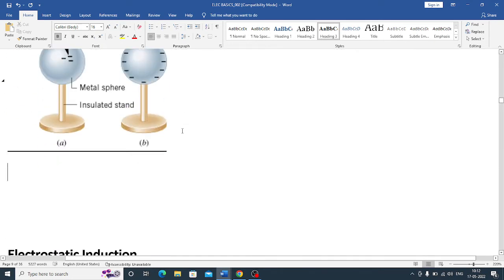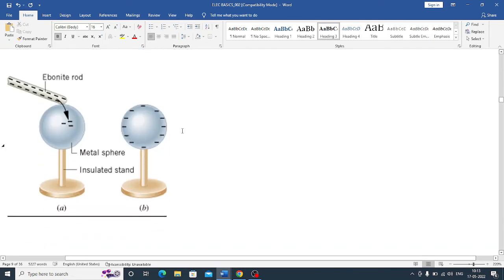Now see here, for example, what is charging by conduction? Assume that initially there is no ebonite rod. Initially this is a metal sphere, but it is insulated. You have a negatively charged ebonite rod, negatively charged by some other process. You bring that into contact with this metal sphere.